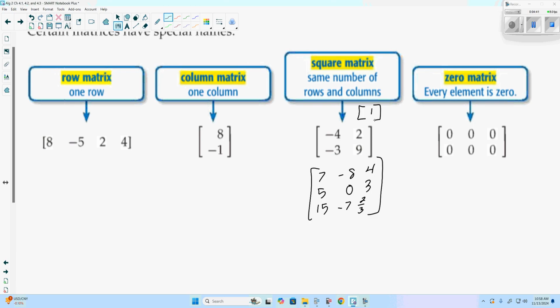Last one we have up here is the 0 matrix. Every element in the matrix is 0. We have one left, or one that's not mentioned. It's the identity matrix. In the identity matrix, everything is 0 except for our diagonal ones going from left to right. That's the identity matrix. So you have a diagonal of 1s from top left to bottom right, and everything else is 0. This is the identity matrix.